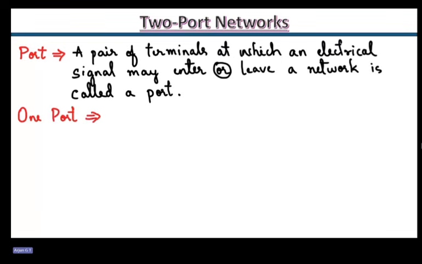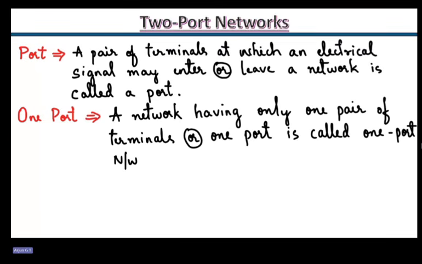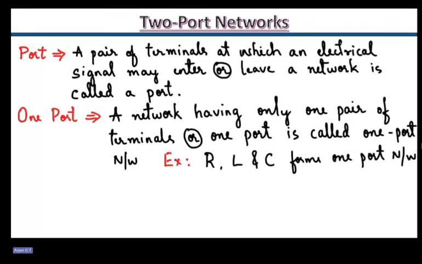Next, one port. A network having only one pair of terminals, or one port, is called a one port network. One pair of terminals means two terminal devices. For example, resistor, inductor and capacitor form a one port network because each consists of two terminal devices. It can be represented as 1 and 1 dash. That one we'll call a one port network.